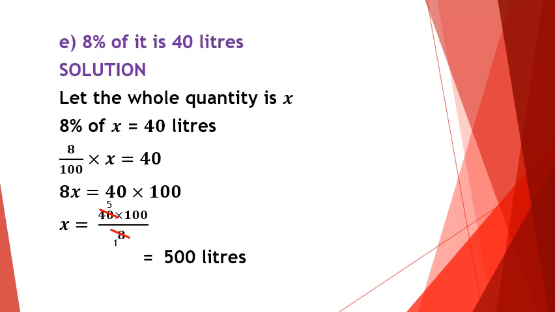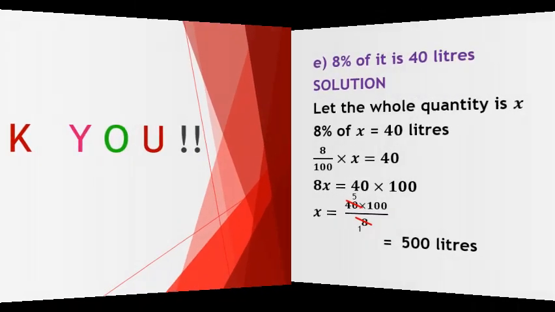You can cross-check your answers by substituting. If you find 8% of 500, you will get the answer as 40.